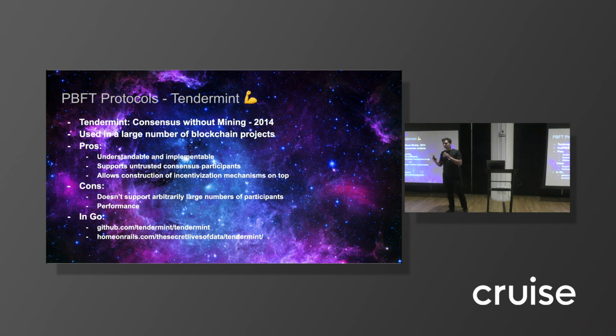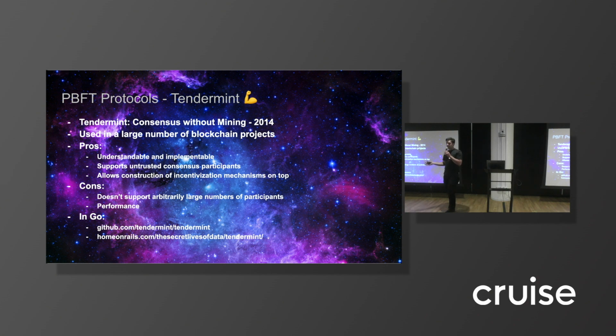And the white paper, if anyone's interested in reading it, is Tendermint, Consensus Without Mining. And that came out in 2014. And it's used in a large number of blockchain projects. So the nice things about Tendermint are that it's understandable and implementable. It's much like Raft in that way. In Raft, leader election happens very infrequently. And one of the big differences with Tendermint is that leader election happens every consensus round, i.e. every time new data is added to state, there's a leader election as a part of that.